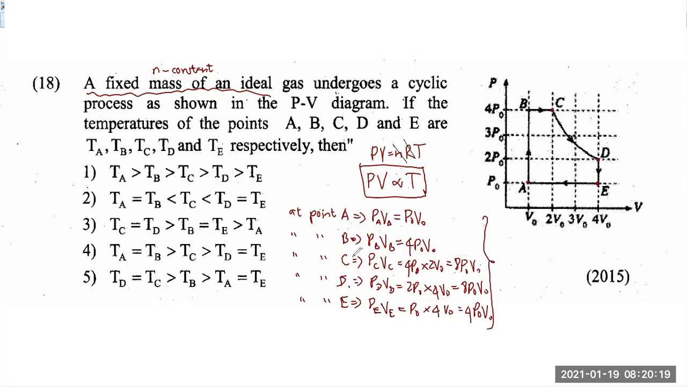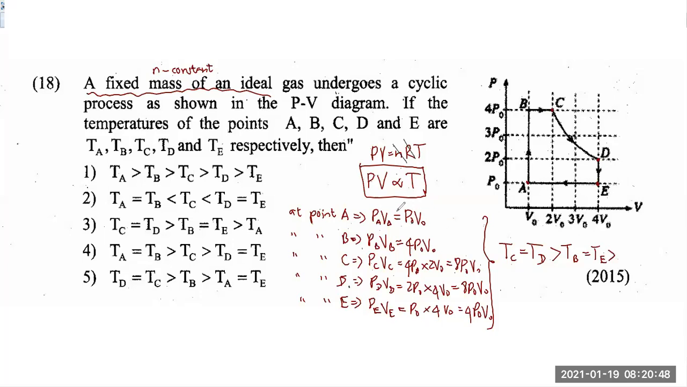And when you compare the P naught V naught values, or the multiplication of PV values, you can see C and D have equal value and the highest value. Therefore, the temperatures of C and D should be equal and they should be the highest. And after that, the temperatures at B and E are equal, because the multiplication of pressure and volume is equal for points B and E. After 8P naught V naught, it's 4P naught V naught. So it should be TB equal to TE.